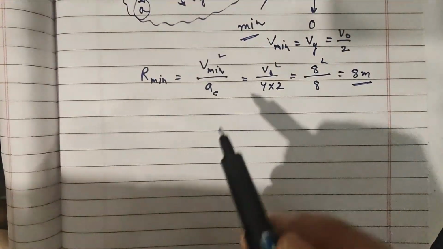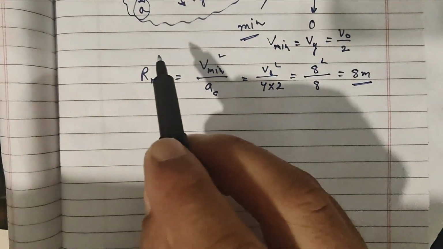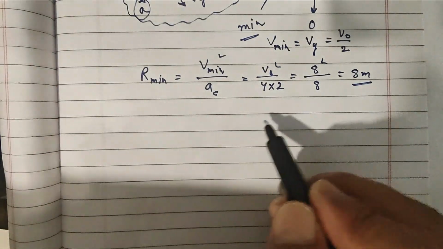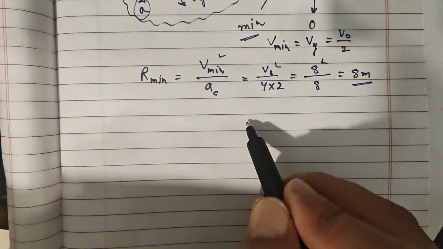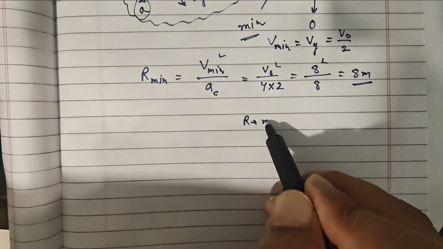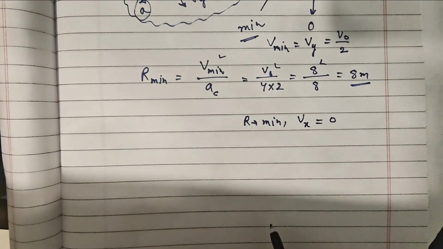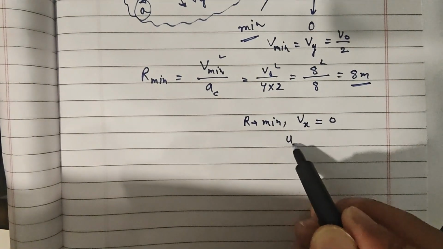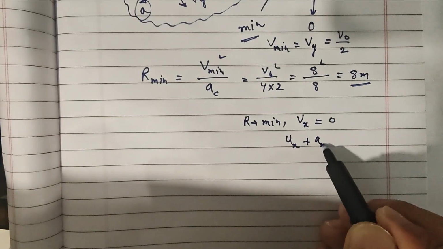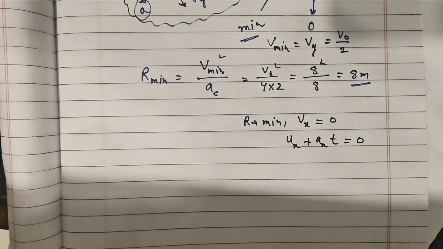Well, in this question, they did not ask the time when the radius will be minimum. But if they ask, how will you do it? Well, radius will be minimum when velocity is minimum. That happens when Vx is 0. What is the formula for Vx in kinematics? We learned Ux plus Axt. Right? A is constant, so we can use this formula.